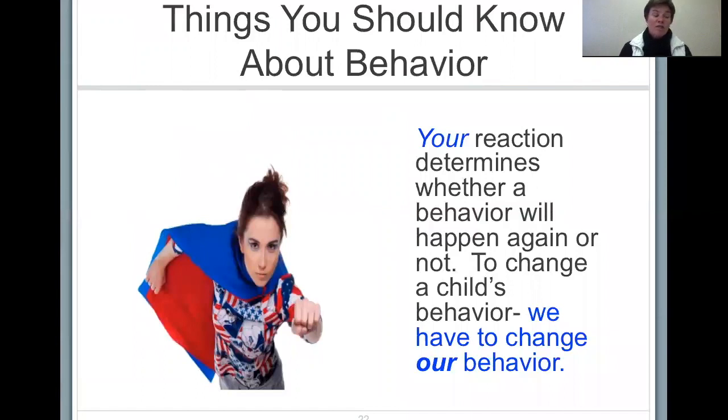A very important thing to understand about behavior is this: our reaction determines whether a behavior will happen again or not. To change a child's behavior, we have to change how we respond to the behavior. If we respond the same way each time a child engages in challenging behavior, it is likely we are reinforcing the behavior. In order to change a child's behavior, we need to change the way we respond. We can only control our behavior and responses.